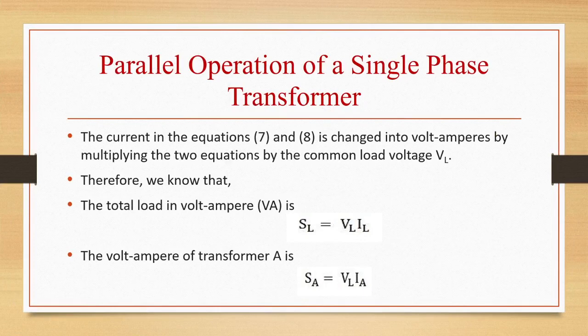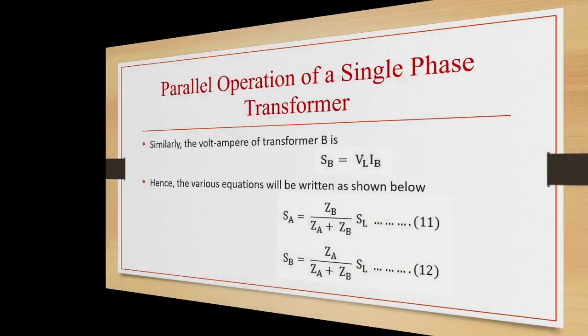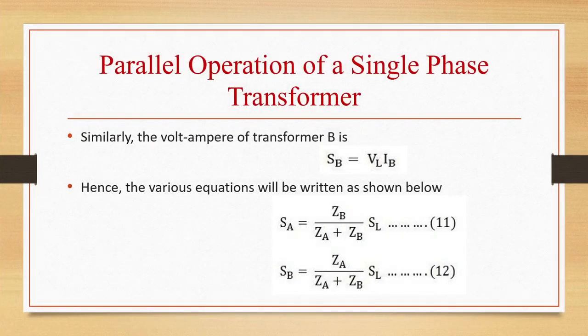So current in equations 7 and 8 will be changed into volt amperes by multiplying these two equations by the common load voltage VL. We know that total load in volt amperes is SL equal to VL IL. So the volt ampere of transformer A will be SA equal to VL IA. Similarly, the volt ampere of transformer B will be SB equal to VL IB. So various equations can be written now.